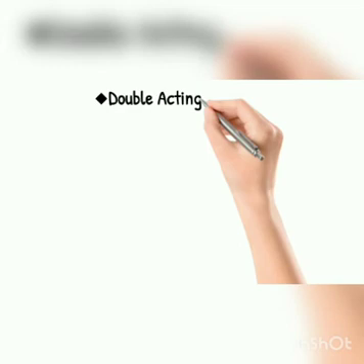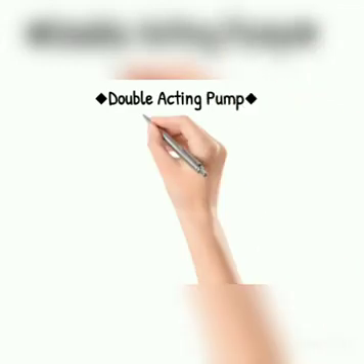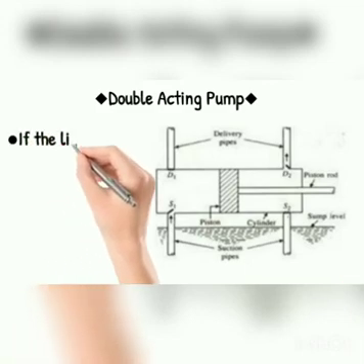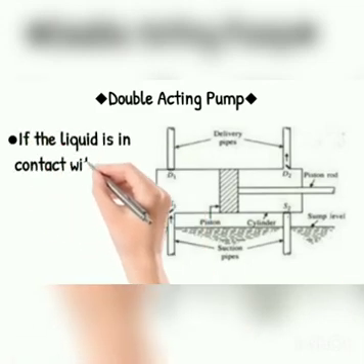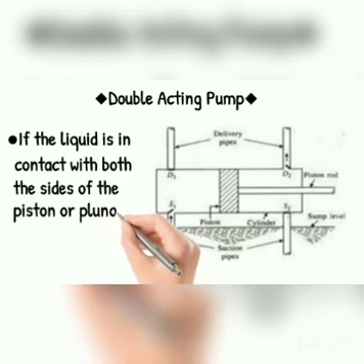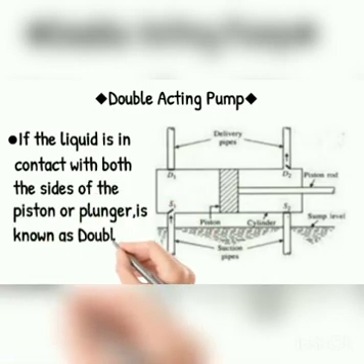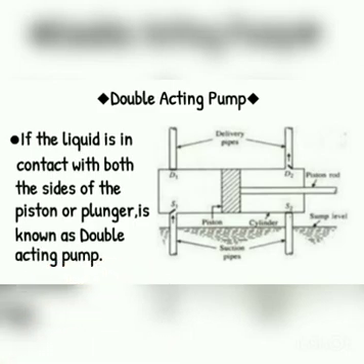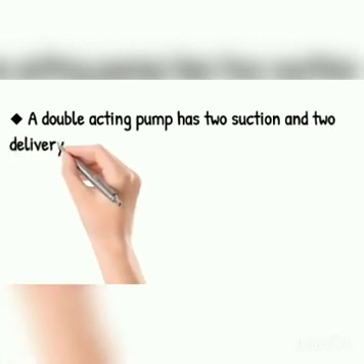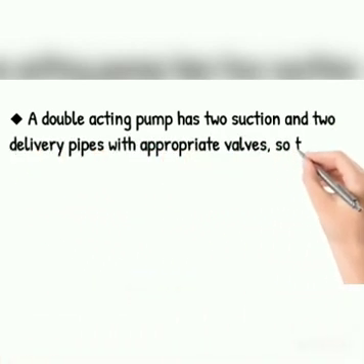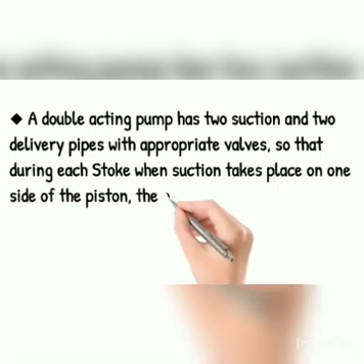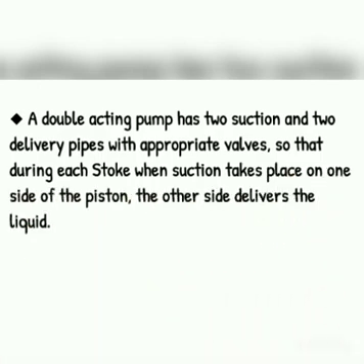Now, what are double acting pumps? Now, it is a diagram of double acting pumps. If the liquid is in contact with both the sides of piston or plunger, it is called as double acting pumps. So, a double acting pump has two suction and two delivery pipes with appropriate valves, so that during each stroke, when suction takes place on one side of the piston, the other side delivers the liquid.